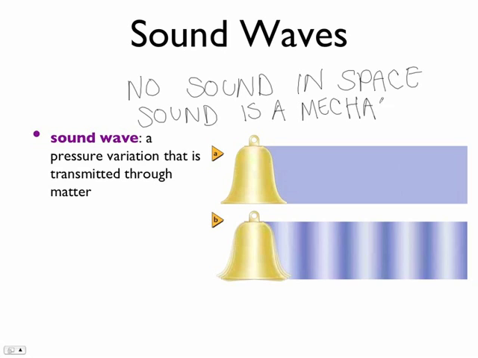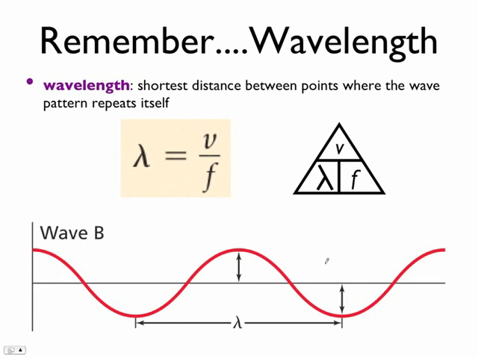And because sound requires a medium, it is a mechanical wave. And you can see when you ring a bell, the bell is just sitting here, and then they ring it, and you can see those pressure variations transmitting through space, or through matter.